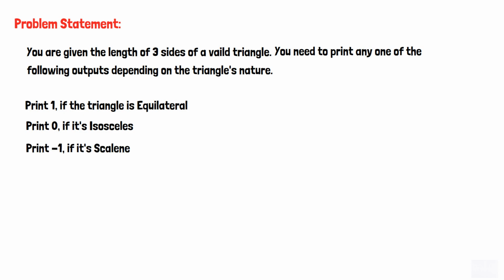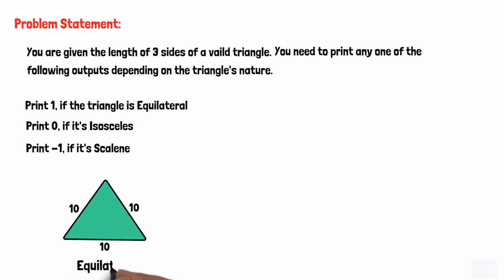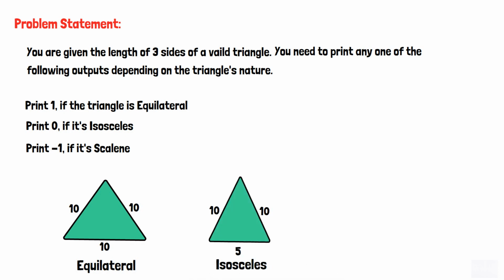Before beginning the actual construction of the flowchart, let's understand what are equilateral, isosceles, and scalene triangles. Equilateral triangle has all sides equal. Isosceles triangle has any two sides equal. And scalene triangle has all different sides.